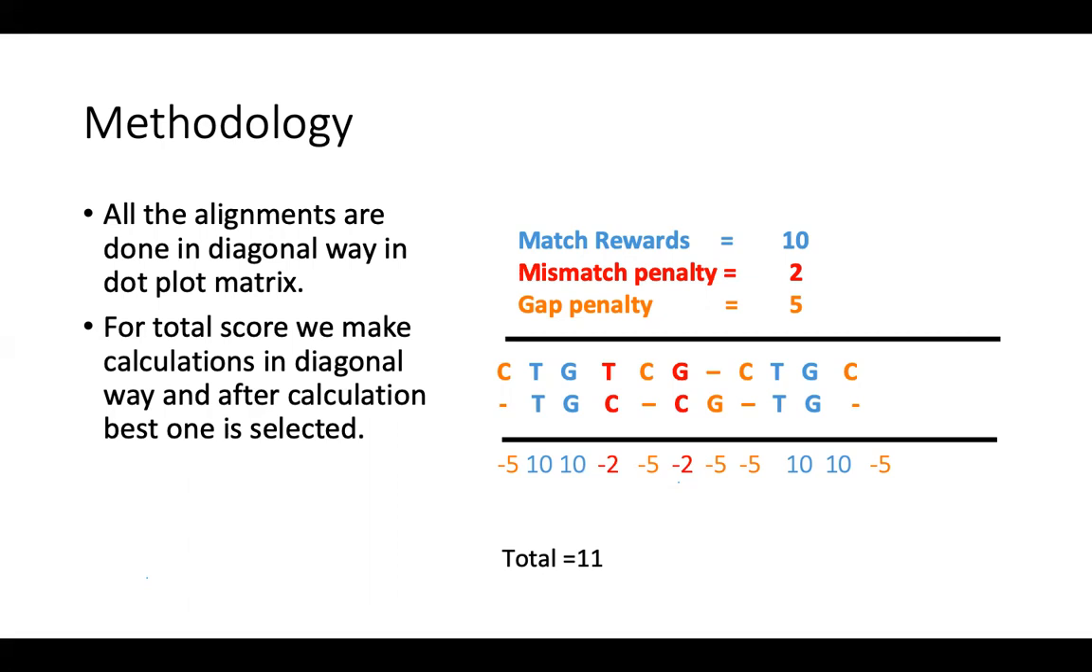So this is how we calculate the score for one particular diagonal in the dot plot matrix, because we are modifying the dot plot methodology to take into account the insertion, deletion, and substitution matrices as well. In this way we can calculate the score for all other diagonals, and the alignment with the best score will be our optimal alignment.